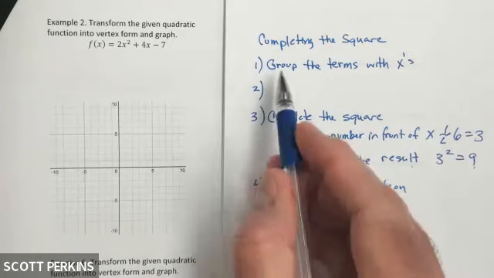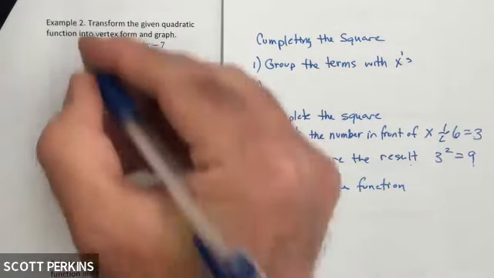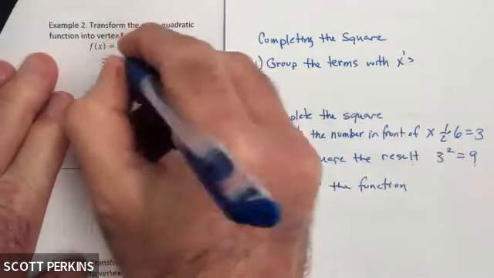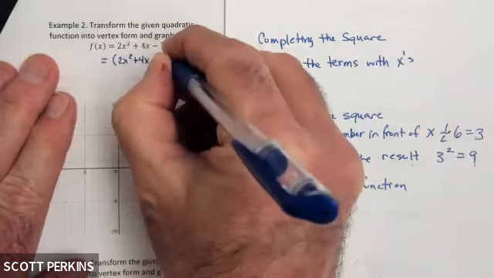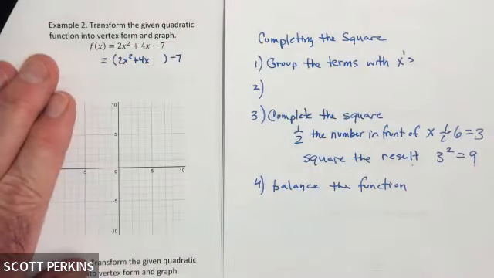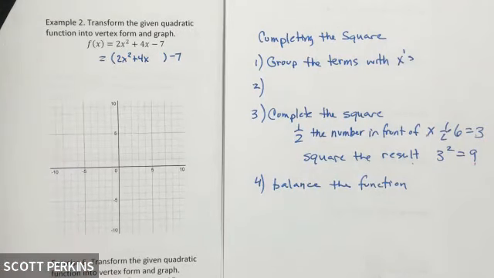Step number 1, let's group the terms with the x's. Okay, I can do that. So I've got 2x squared plus 4x. I'm going to leave a little gap. I'm going to put the -7 outside. Now this is super important. Before I can complete the square, I have to do one other thing on this problem. This didn't come up because we had a 1 in front of the x squared on the other ones, because that's the simpler situation. Simple is not easy. It's just simpler. It was less steps.